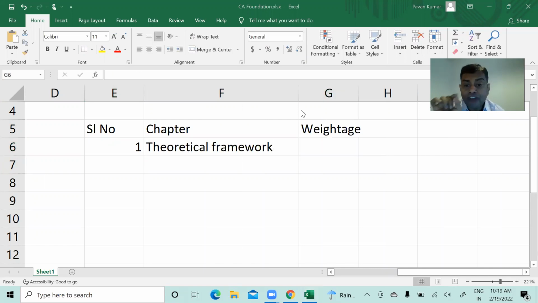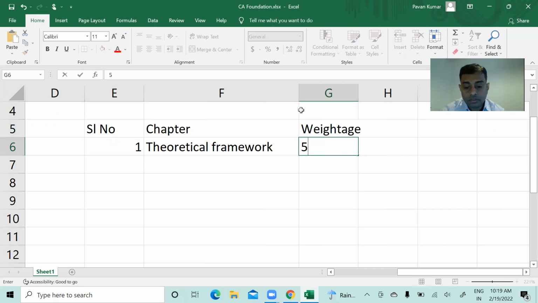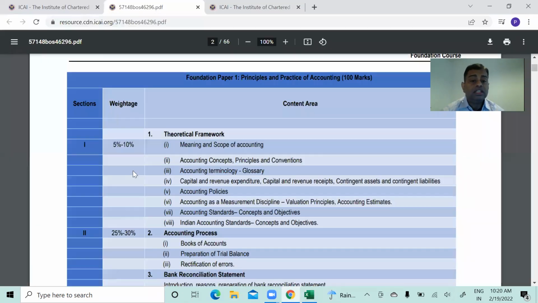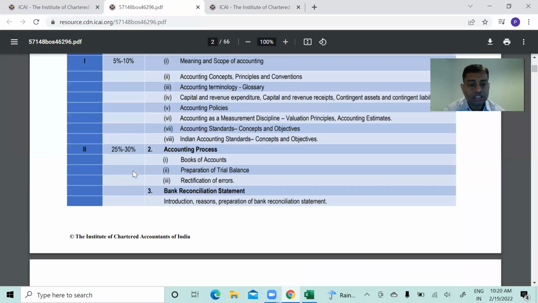For this, 5 to 10% weightage is given by ICAI. That means either a 5 marks question or a 10 marks question can come from this area. This is pure theory, introduction to accounting. I'm very sure you might have studied this in your 10th and 11th class also. Theoretical framework, 5 to 10% of marks. Then comes chapter 2, which is accounting process.